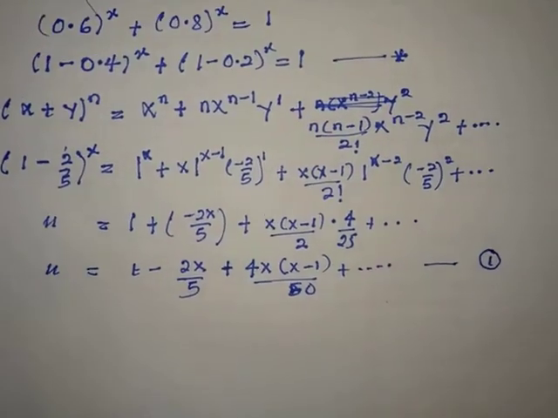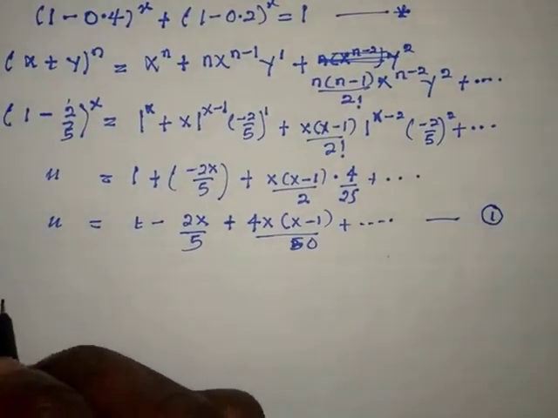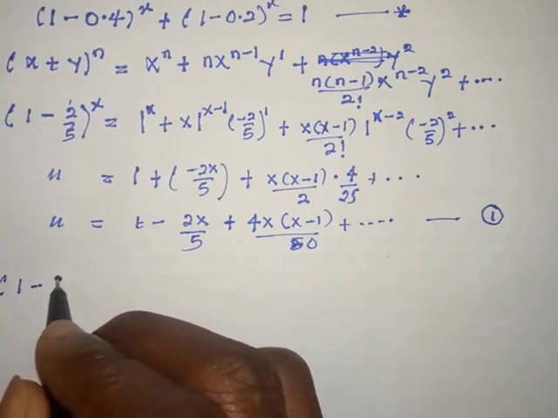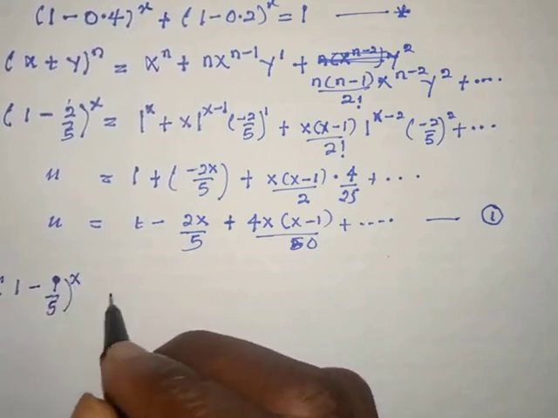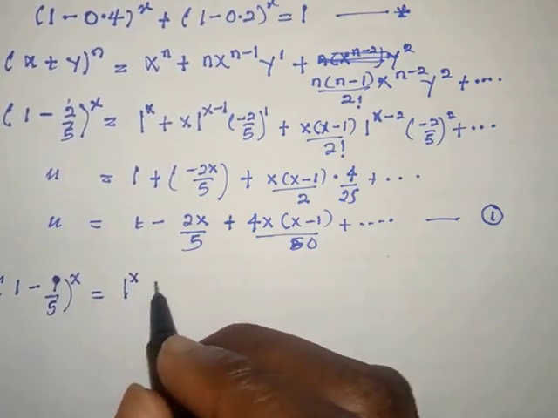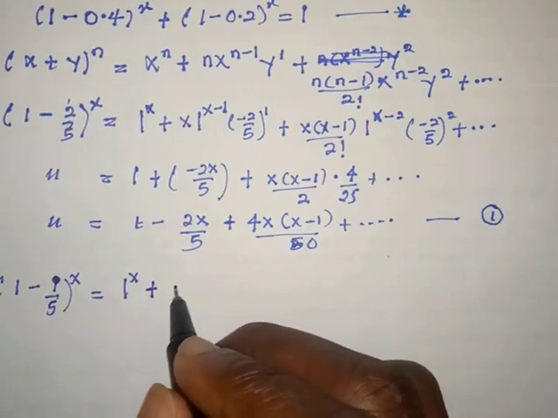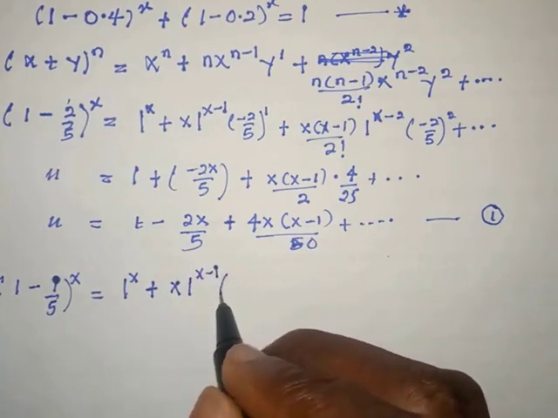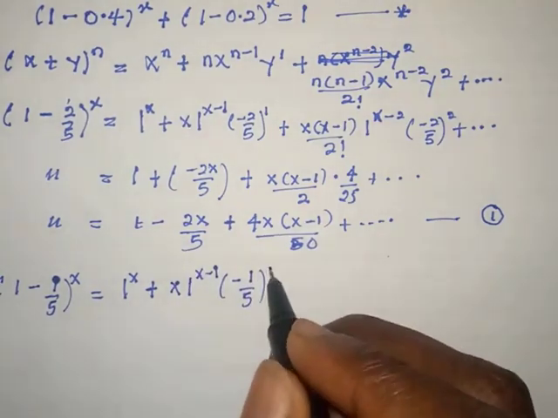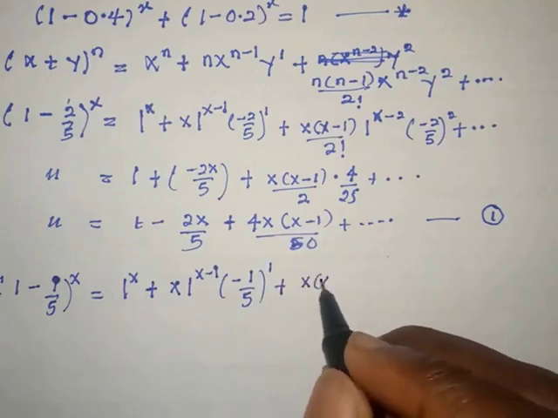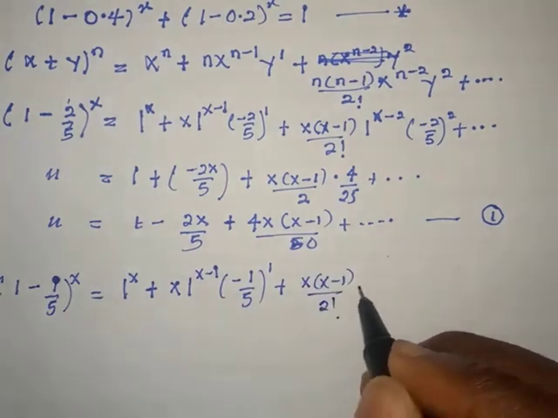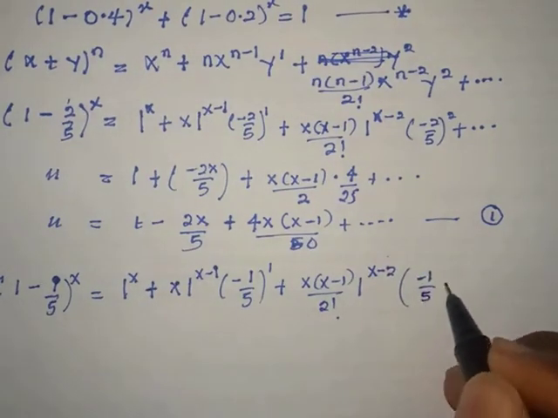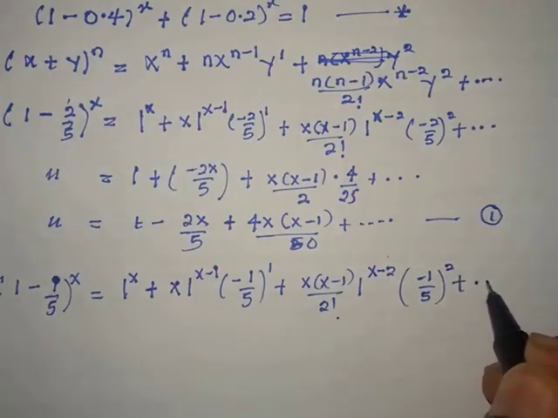So let's take the second assumption. Here we have 1 minus 0.2, which is still the same thing as (1/5) raised to power x. So we have 1 raised to power x plus x times 1 raised to power x minus 1 times minus 1 over 5, plus x(x minus 1) divided by 2 factorial times 1 raised to power x minus 2 times (minus 1 over 5) squared, plus dot dot dot.